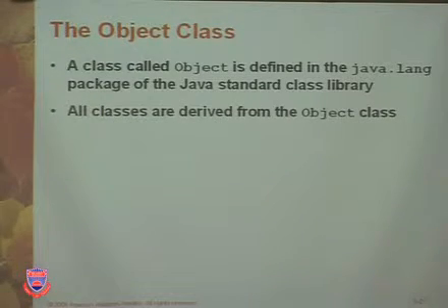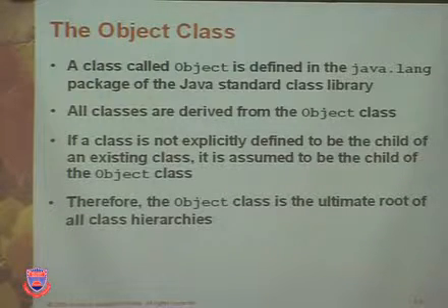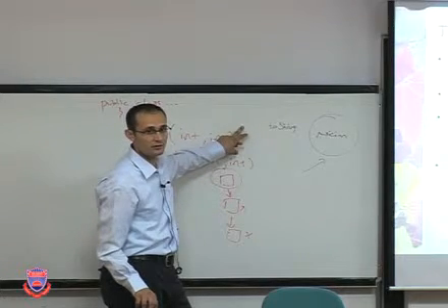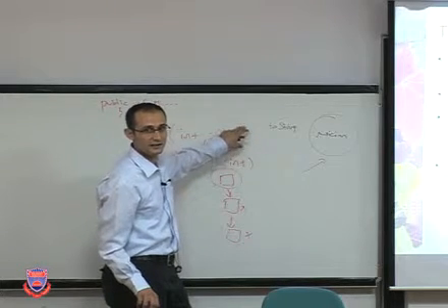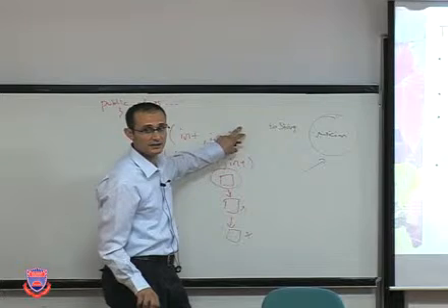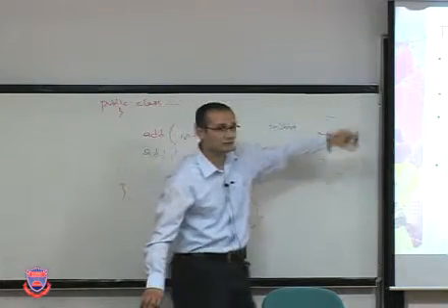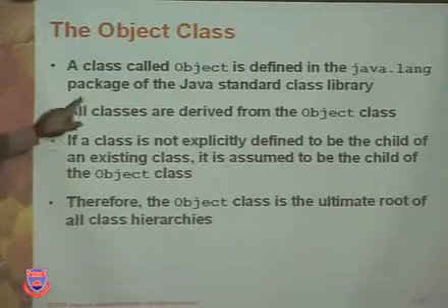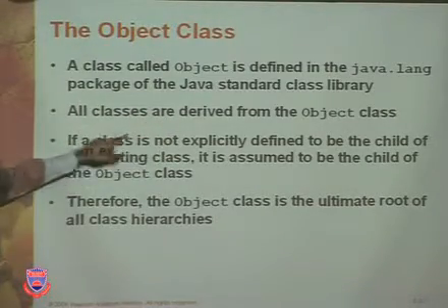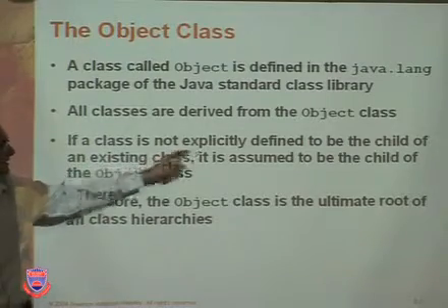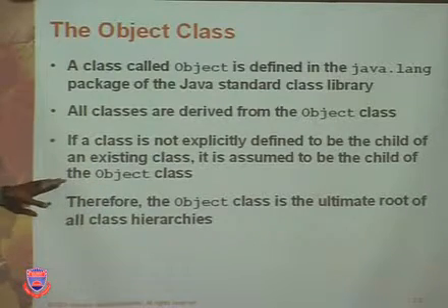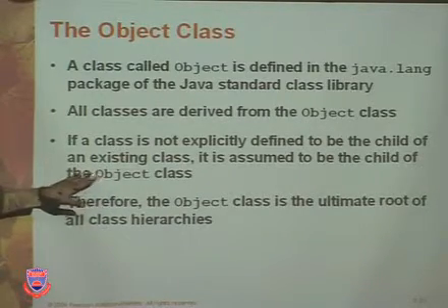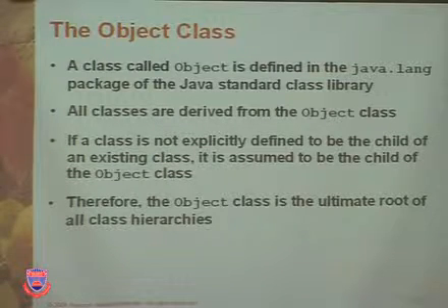As we said, in Java, everything is basically based on the Object class. It is the ancestor of all the classes. Everything is generated from the Object class, so whatever you implement is actually an inherited class coming from the Object class. Object in the java.lang package gives you the Object class, and if a class is not explicitly defined to be the child of an existing class, it is assumed to be the child of the Object class. So by definition, the Object class is the parent class of all classes in the Java implementation.